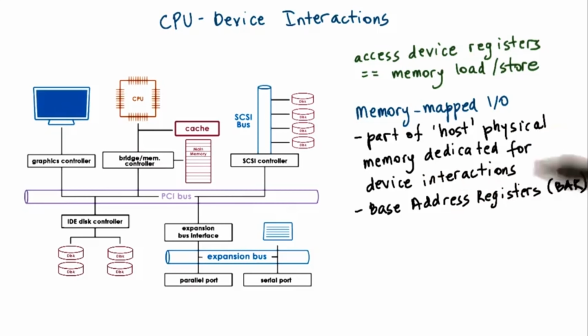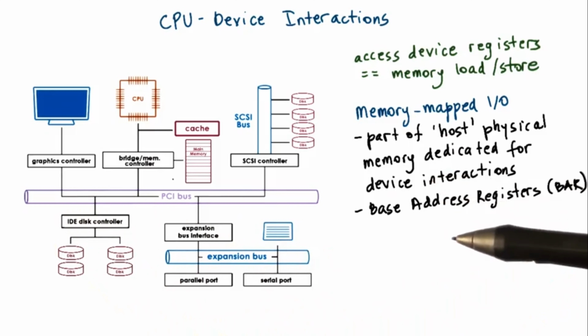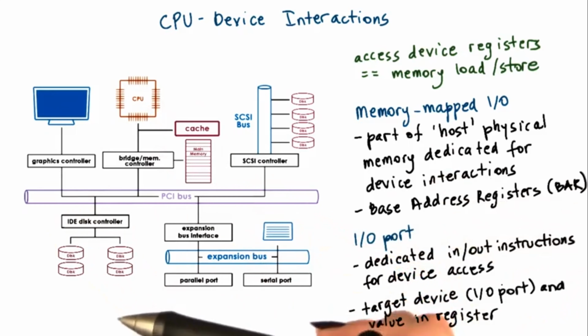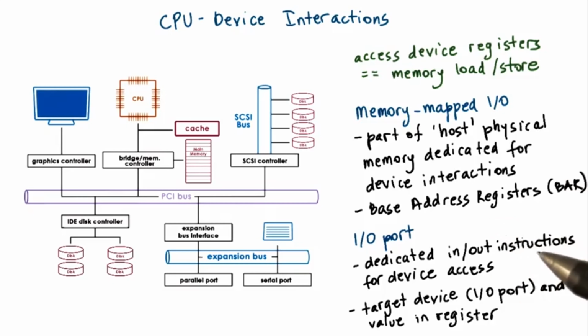So how much memory, and starting at which address, will be used by a particular device? This gets configured during the boot process, and exactly how it's done is determined by the PCI configuration protocol. In addition, the CPU can access devices via special instructions. For instance, on x86 platforms, there are special in-out instructions that are used for accessing devices.